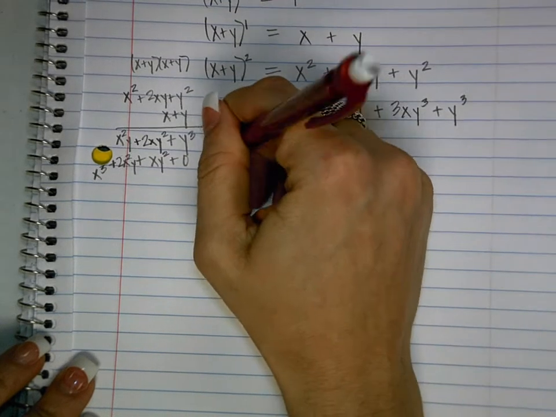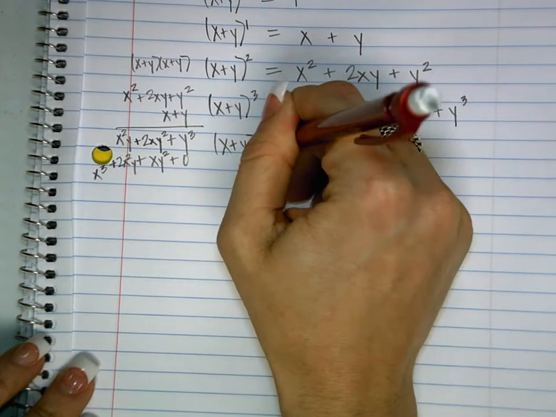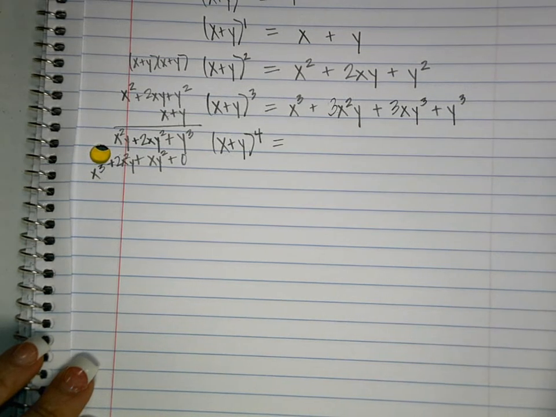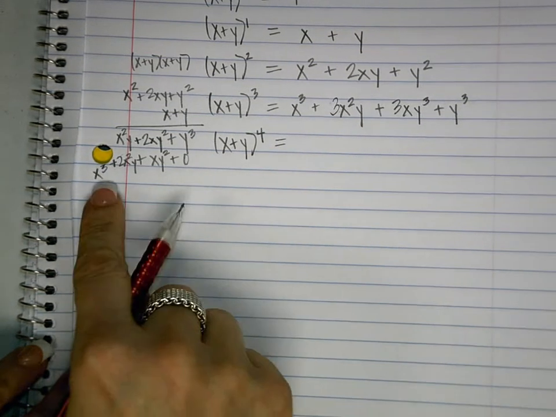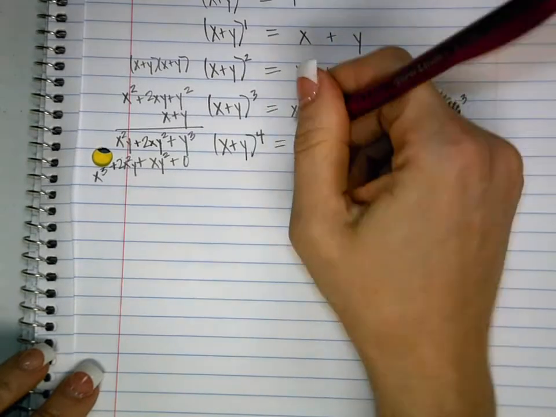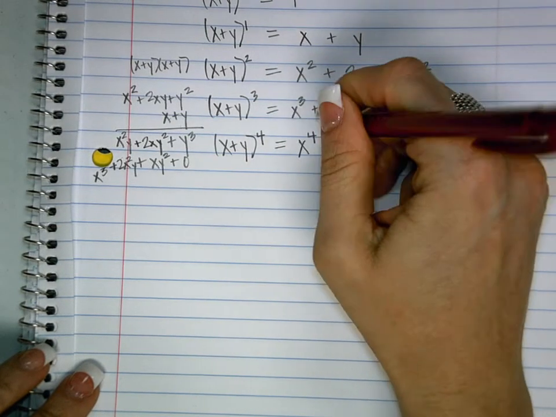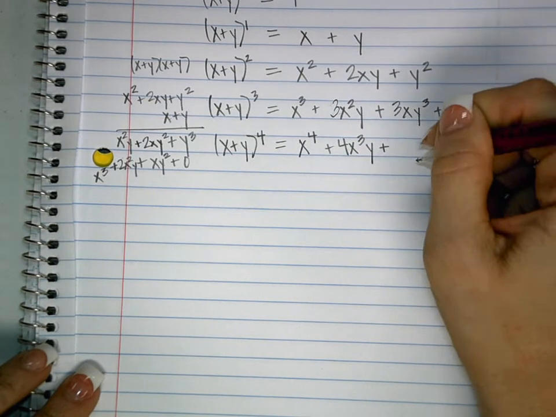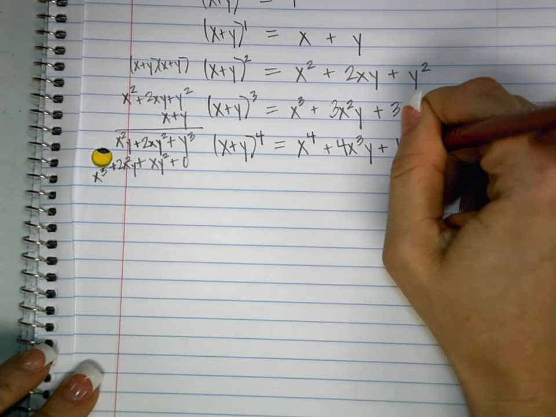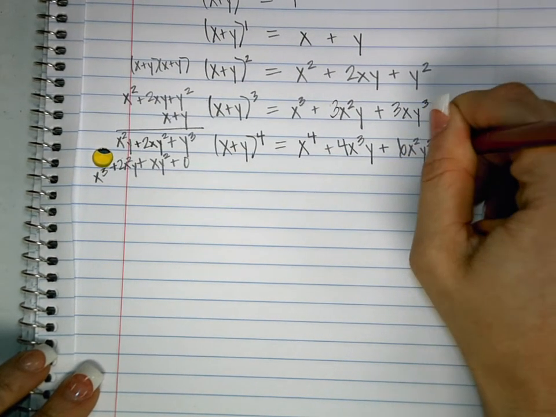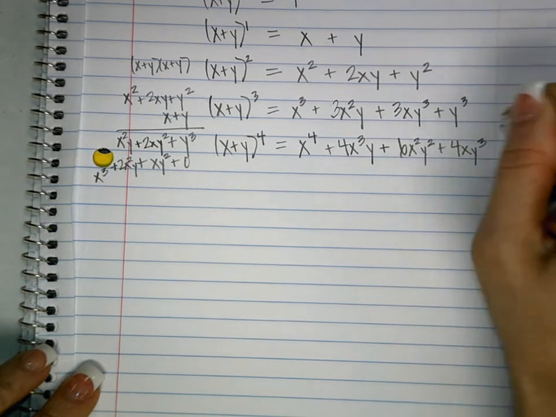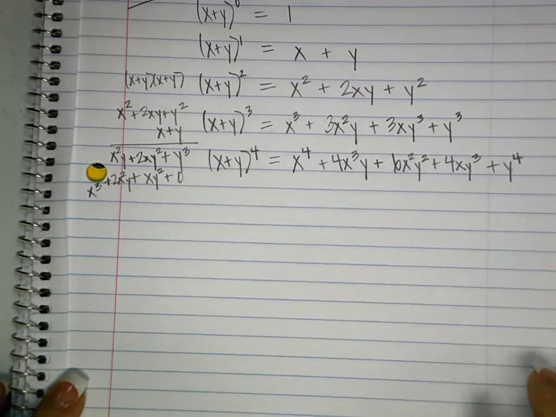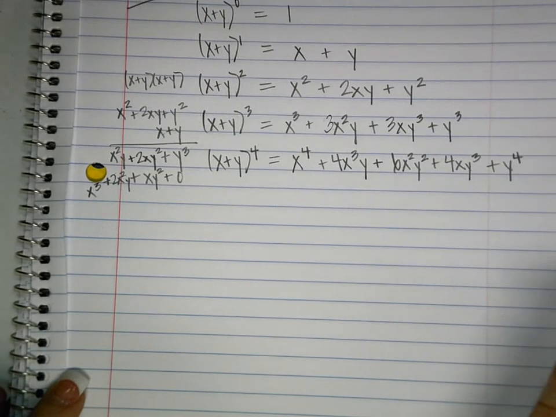Now what if I ask you to expand x plus y to the 4th power? What would you do? You would multiply it again. I'll give you this one. This one is x to the 4th plus 4x cubed y plus 6x squared y squared plus 4xy cubed plus y to the 4th. If you would like to verify that, please feel free.